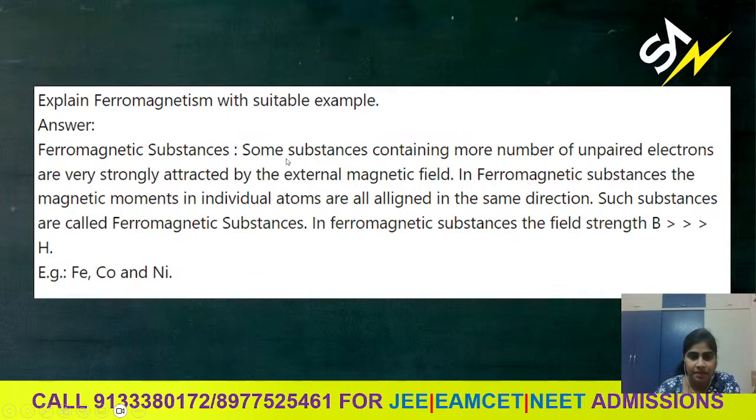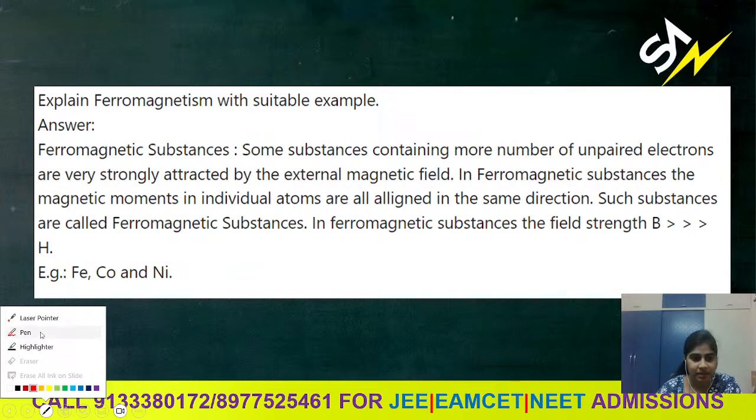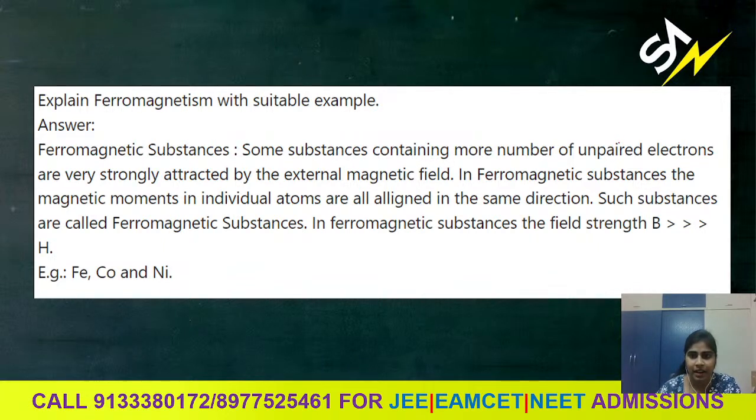What is ferromagnetism? Some substances contain a large number of unpaired electrons. As we know, magnetism is exhibited by unpaired electrons. Similarly, for ferromagnetism also we can expect the presence of unpaired electrons. They are very strongly attracted by the external magnetic field. Since they are very strongly attracted, they exhibit the property of ferromagnetism.